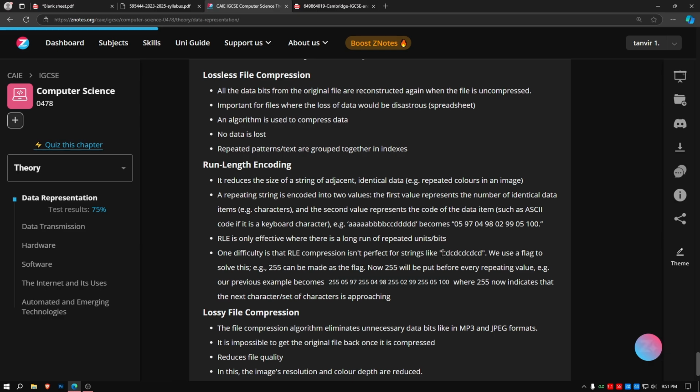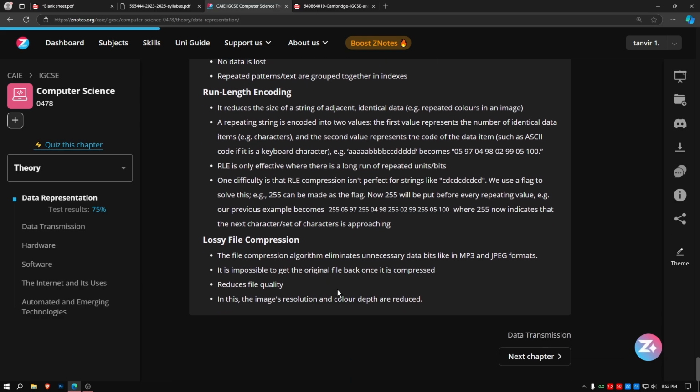Run length encoding is not perfect, and it does not reduce the size of the text if things do not repeat. As you can see, CD, CD, CD. The letters are changing. So if you use run length encoding on this, the file size might even increase, not decrease. It will either stay the same or increase. So you need to have a lot of repeated information to make run length encoding viable.